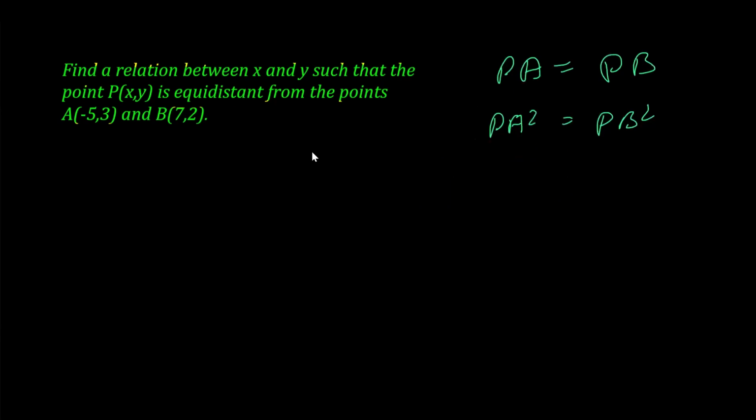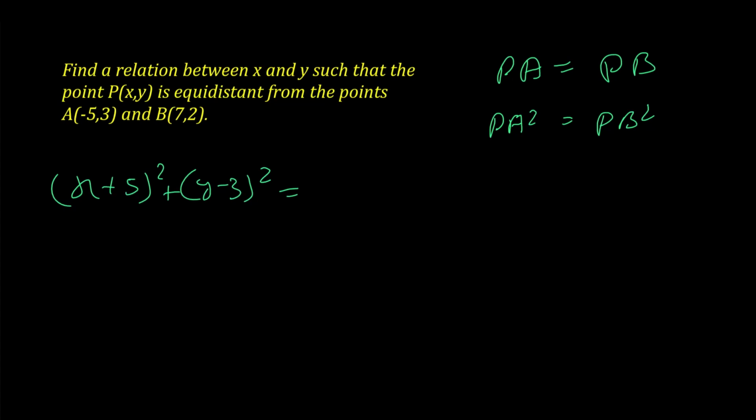Now look into the coordinates of P, A, and B. I'm first obtaining PA square, with P being this and A being this. How should we get PA square? It is x2 minus x1. I'm taking this as 1 and this as 2, so it's (x minus 5), whole square, plus y2 minus y1, that is (y minus 3) whole square. This is PA square.